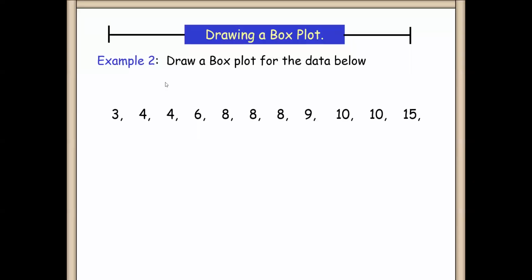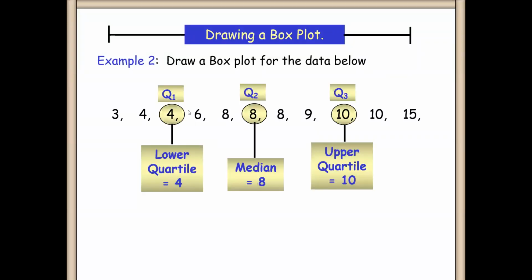Okay, so if we look at this data now that we have, I asked you to draw this. There's our quartile 2 sitting at 8. There's our lower quartile on 4, our upper quartile on 10, and then my minimum is 3, and my maximum is 15.